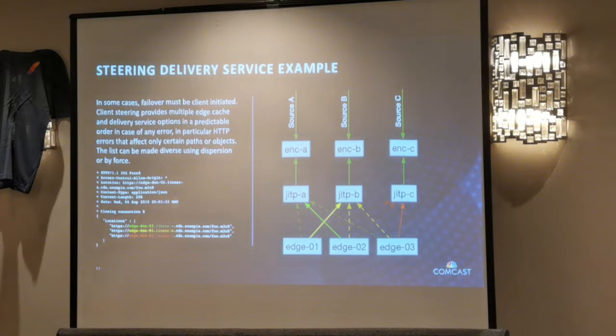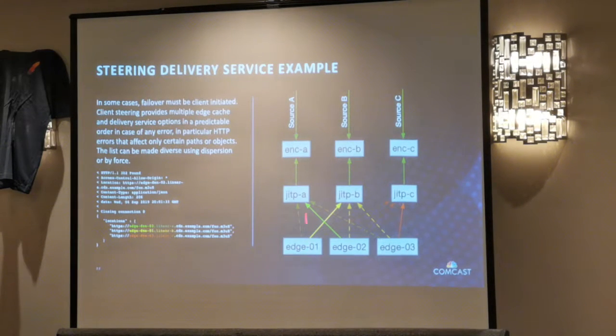And this is an ordered list of locations. The way that this is ordered, of course, consistent hash is an option. Strict ordering is another one. Geolocation, thanks Roland, is also an option. Essentially what that does is it gives the specific cache for this specific lane, like edge 2 is the first one. This is the just-in-time packager A. This is the first option. Second option is edge 1 to lane B. And the third option is edge 3 to lane C.